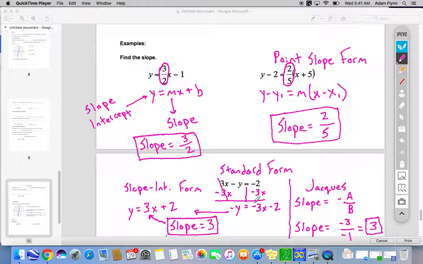So these slopes are the same, which is exactly what we want. Solved it 2 different ways and got the same answer. Okay, pause the video if you need more time.